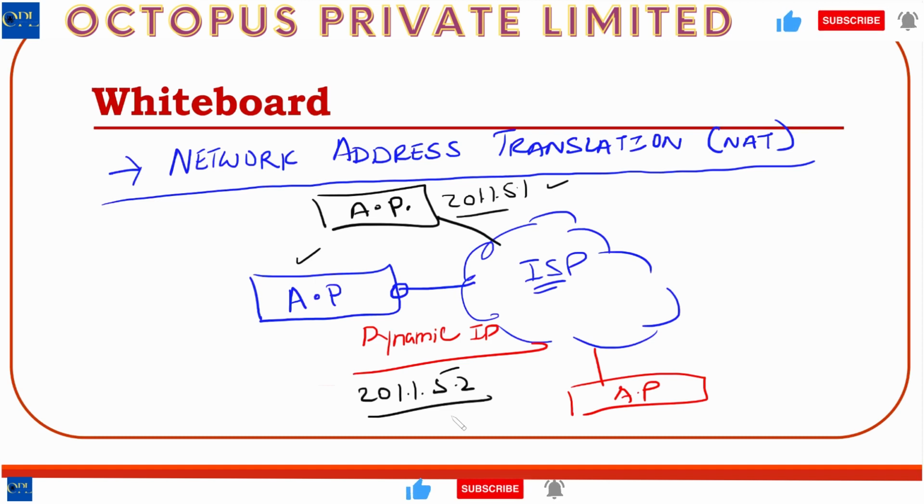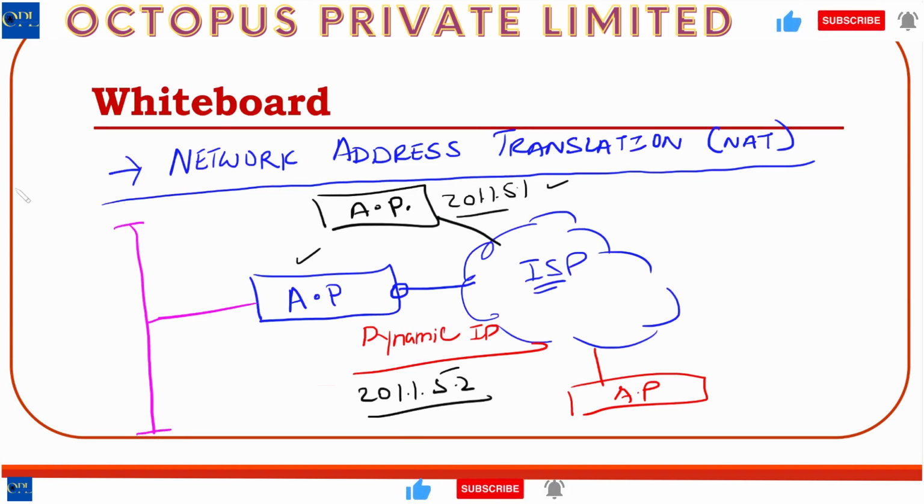Now let's say this guy comes up and says, hey, I want to communicate to the internet. The ISP will dynamically assign him a different address, let's say 201.1.5.2. So now the same address was rotated between two different devices, whereas 5.2 in the previous scheme of things was assigned to a third AP or a third individual user. Now he's not using it, I can play around with it.